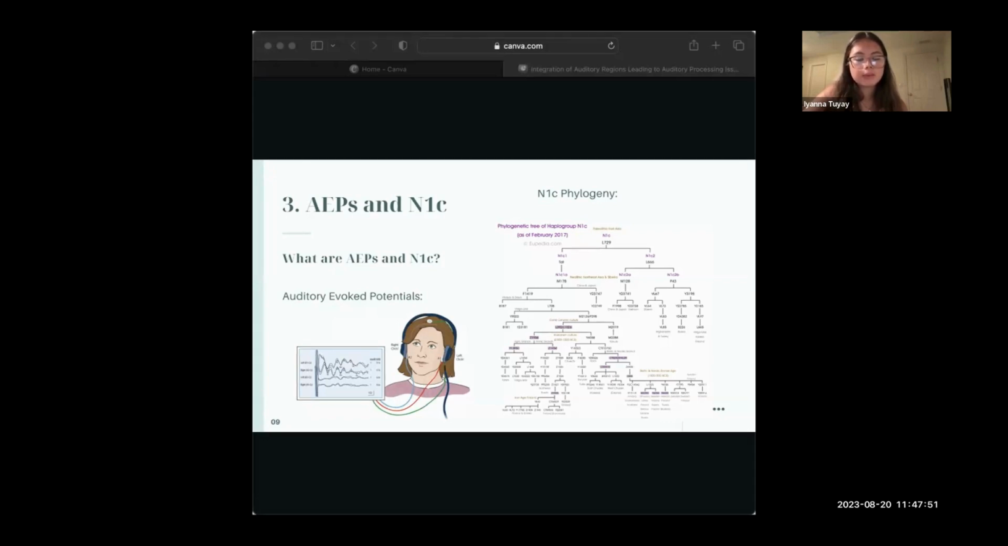N1Cs are a haplogroup N, which is Y chromosomal DNA. So in short terms, it has to do with the genetics and phylogeny, which is the branch of biology that deals with evolutionary development and diversification of a species or group of organisms.